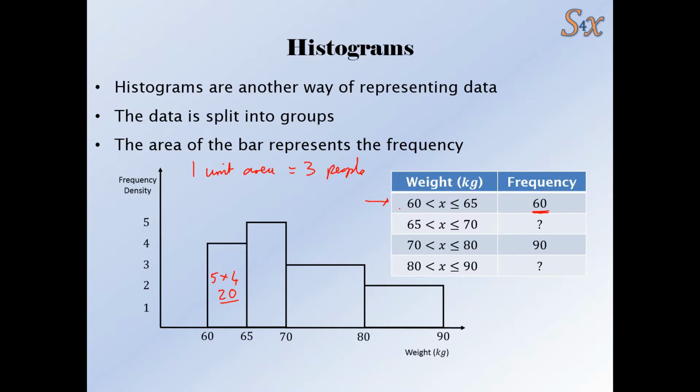Let's have a look at this second column and see if we can work out what this question mark is in the second row. So 65 to 70, let's have a look in the histogram.